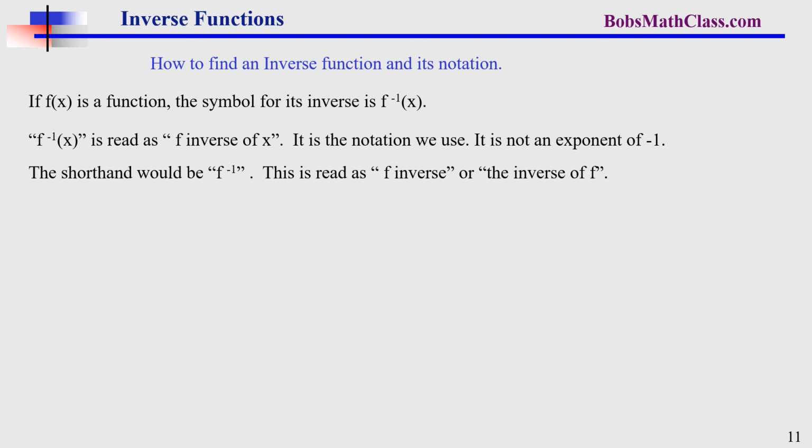So I know it looks a little weird. It's an f, and then it looks like an exponent -1. And then in parentheses x, the way you say it is f inverse of x. The shorthand would be to leave out the x, and then you just say f inverse. So that third row we have there, the shorthand would be f inverse. This is read as f inverse, or the inverse of f.